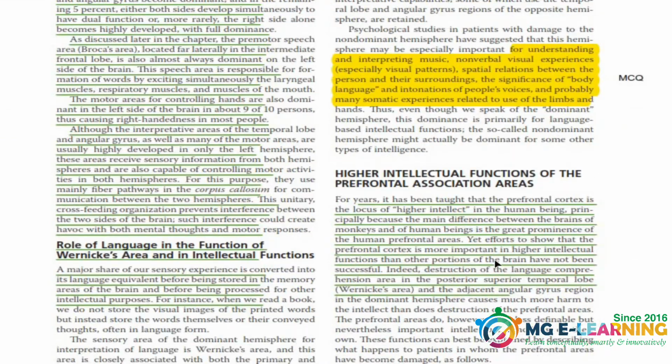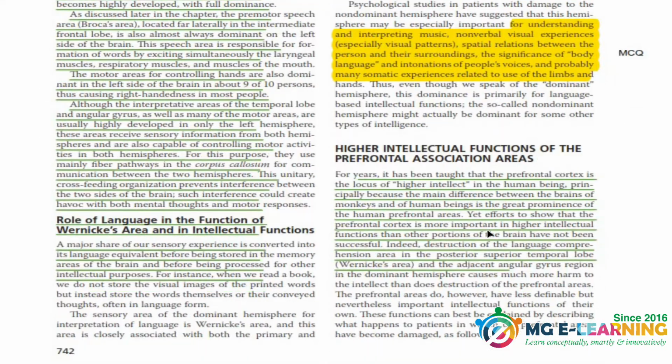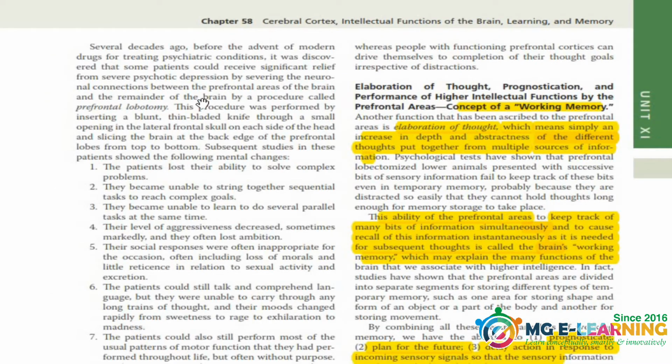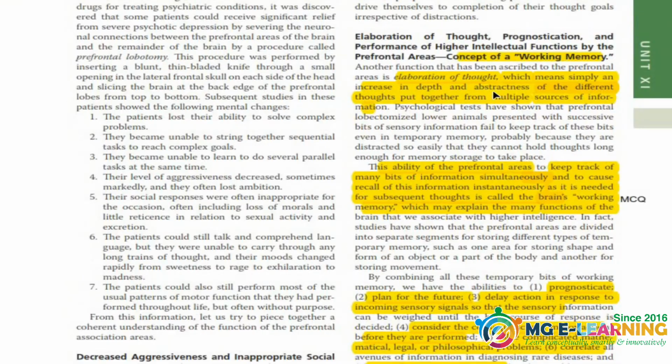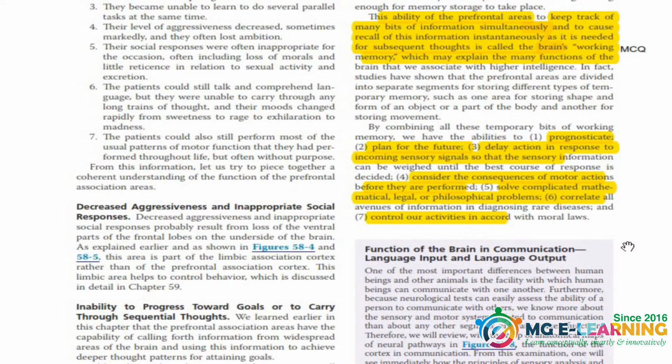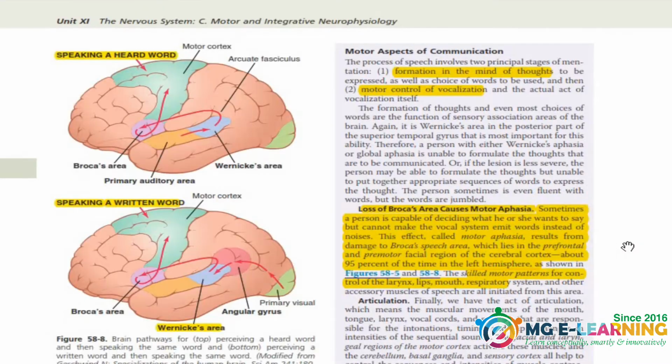Next is the higher intellectual functions of prefrontal association area. This is again for your understanding. You just have to read this thoroughly for your concepts. So next is the concept of the working memory. What is working memory? You have to understand this for your MCQs. Now is the functions of the brain in communication. This is very important for your SEQ.